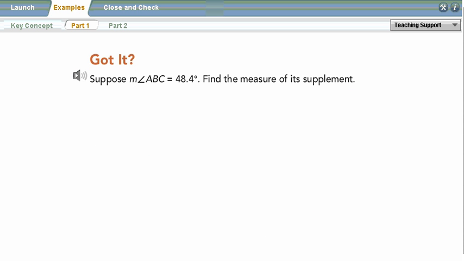We have the measure of angle ABC equals 48.4, and we want to find the measure of its supplementary angle. Please take a moment and see if you can solve this.